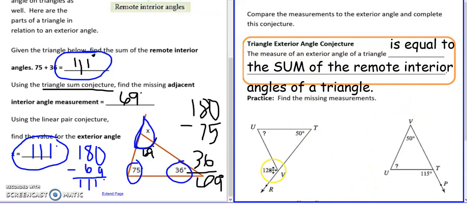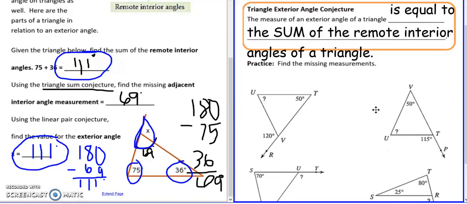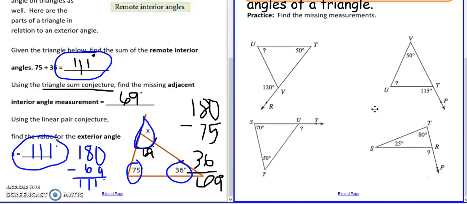So I've got a whole bunch of examples down here. I'd like you to try them on your own, and what you're trying to do is get the remote interior angles again to equal the exterior angle. So I'll put up a couple of the answers here talking through it, and then maybe you could try some on your own, and I'll put up those answers. So this first one, we have 120 as the exterior angle, and I have a missing remote interior angle, and then another one of 50 degrees. These do not have to be the same, but they do have to total 120 degrees.